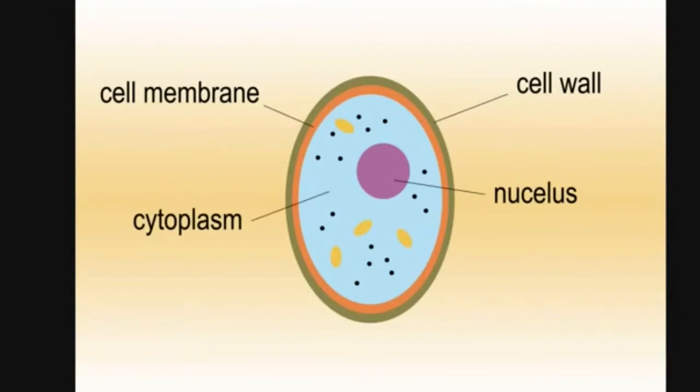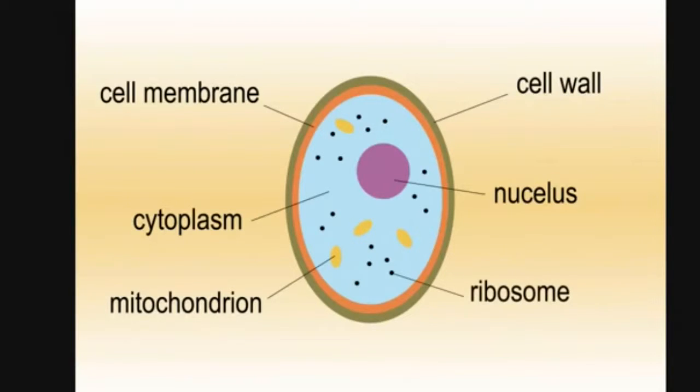There is the cytoplasm, which is the jelly-like substance that all the insides of the cell move around in. There are mitochondria to help release chemical energy for the cell to use for growth and development. And there are lots of ribosomes that are the little factories that use the information from the nucleus to make all the little bits and pieces that the cell needs.